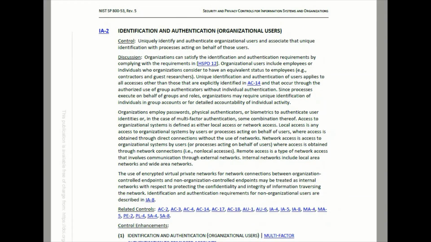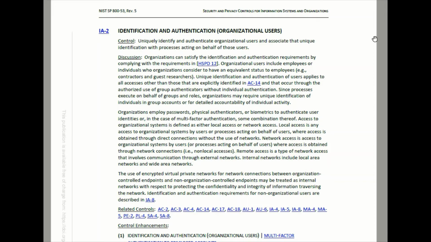So going back to IA2, this is talking about identification and authentication, making sure that users are uniquely identified. All right, so no one user could have the same user ID, or multiple users cannot have the same user ID. Let's put it that way. So we can't have two John Does or J Does within the same organization. Every user is uniquely identified, and they go through that authentication process.